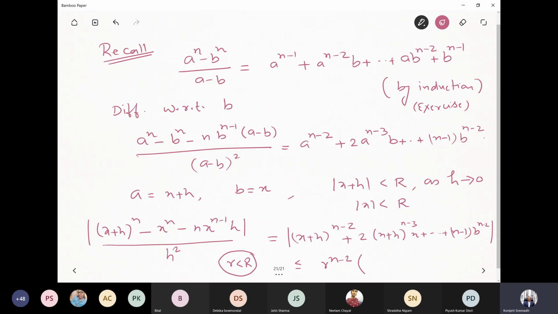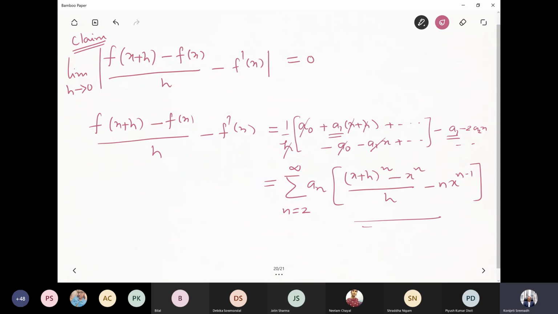Into what you have, the first term is 1 and this is 2 and up to n minus 1. So you know the sum of the first n minus 1 terms in an arithmetic progression. Right, so this is going to be less than or equal to n(n-1) into r^(n-2). I don't have much space on my tablet, but this is how the calculation goes. I'm not missing any steps here. So therefore, this is what we have.